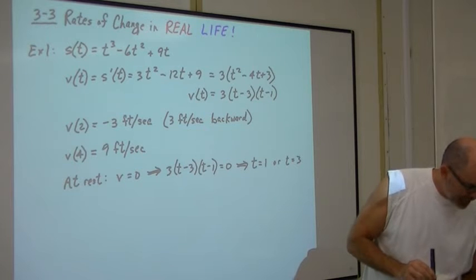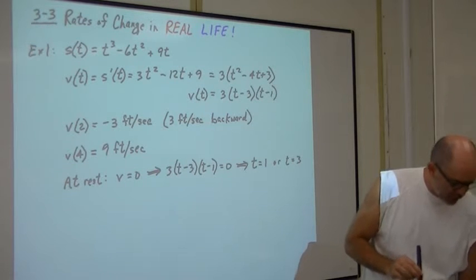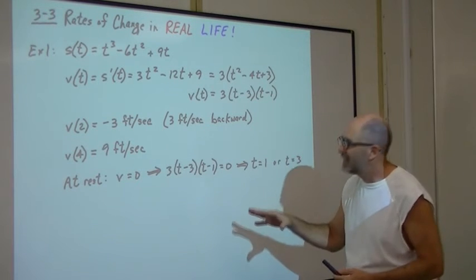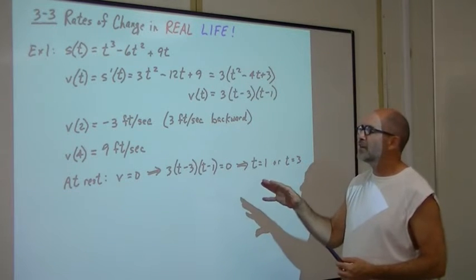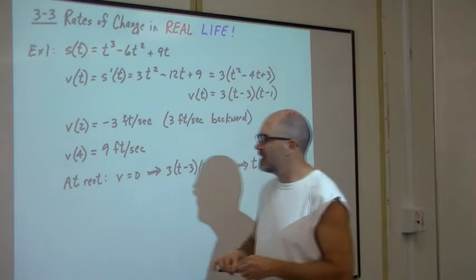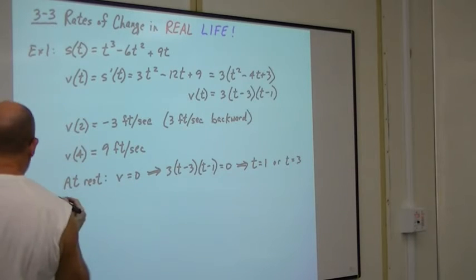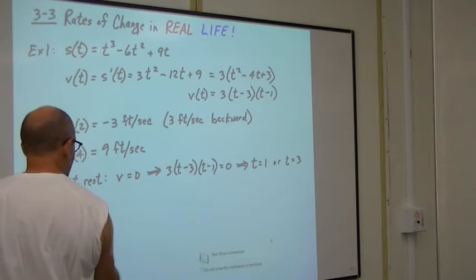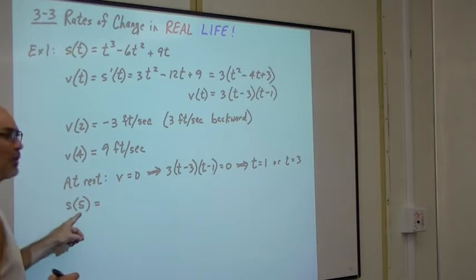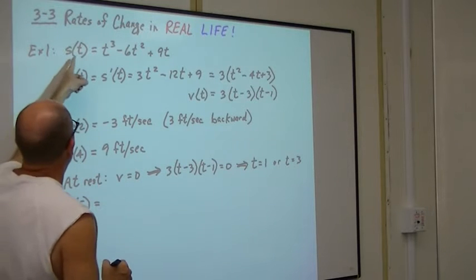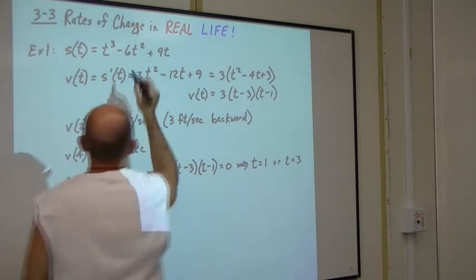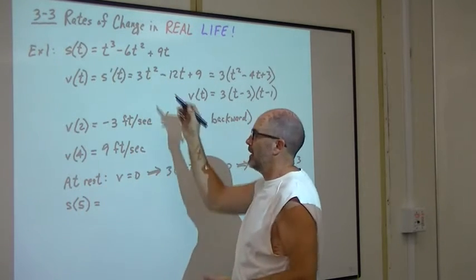Then the total distance traveled by the particle during the first 5 seconds. Okay, total distance. That's not total displacement. See, if I wanted displacement, let's look what happens here. If I go s of 5, that means I put 5 seconds in for the time, and I find the distance, or I find the displacement, I should say.